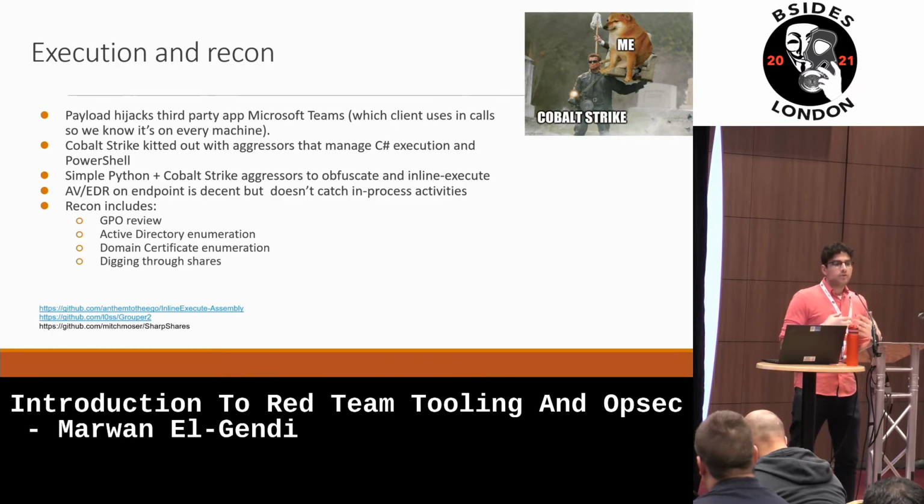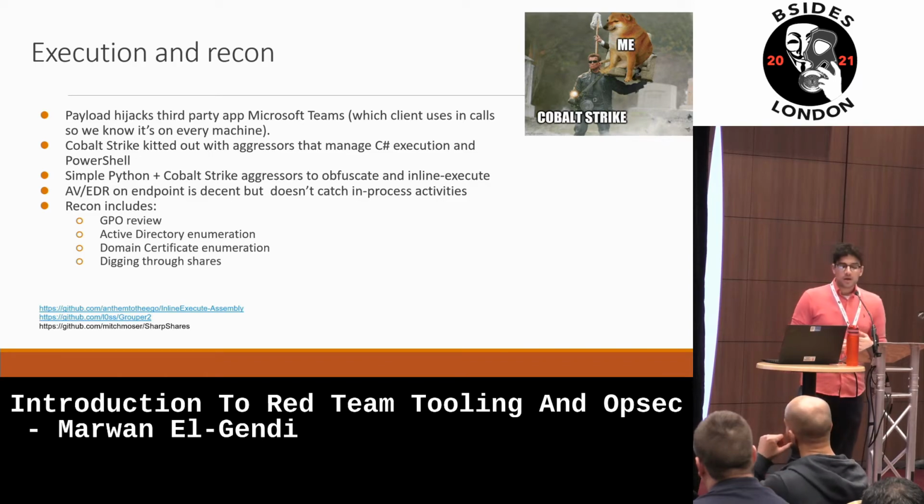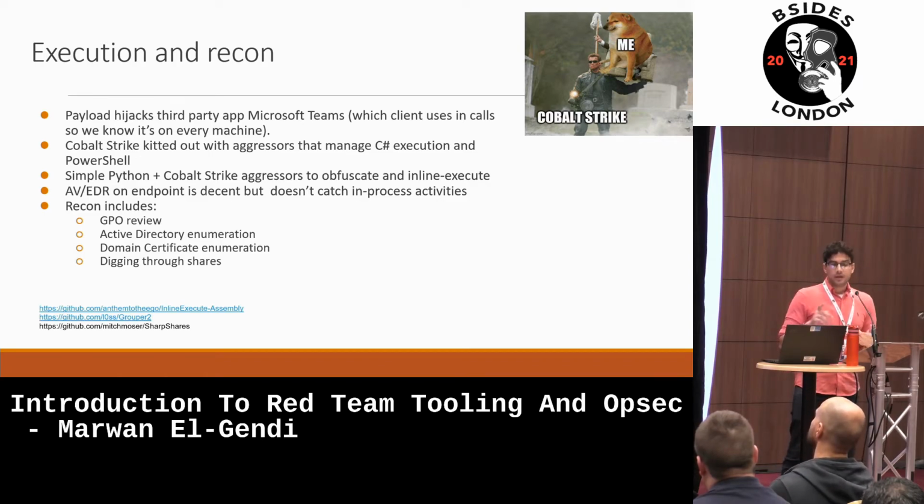Using that, we will use inline execute, which is an Aggressor script for Cobalt Strike that allows you to run things in its own memory, instead of a fork-and-run execution where it spawns a process and then injects into that. That bypasses some AVs and EDRs. So we can do some stuff: group policies, Active Directory enumeration, domain certificate enumeration using the Certify tool by SpecterOps, which is relatively recent, and then just digging through shares.